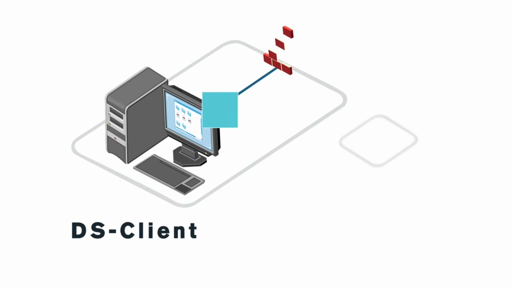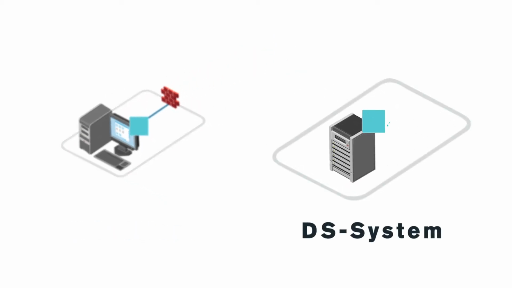So what is Asigra Cloud Backup? Asigra Cloud Backup is a software platform comprised of two major components. The DS client, installed at the end customer premises for public clouds, or at the remote office for the private clouds where data needs to be protected. And the DS system, installed at the data center or core of the cloud where the protected data resides.